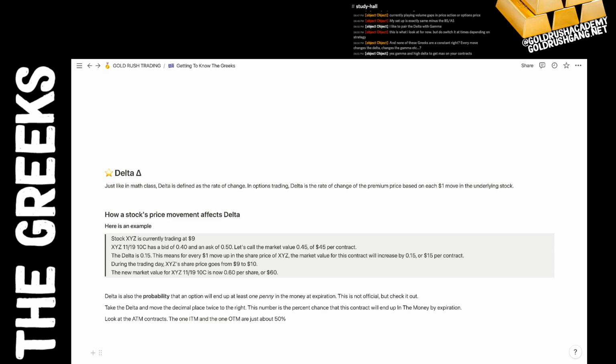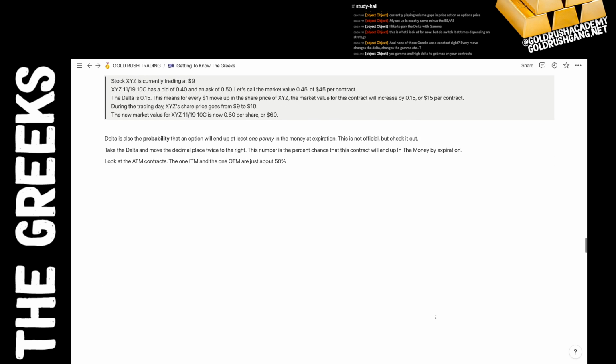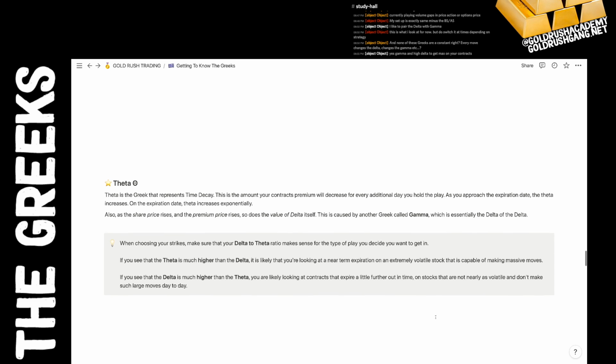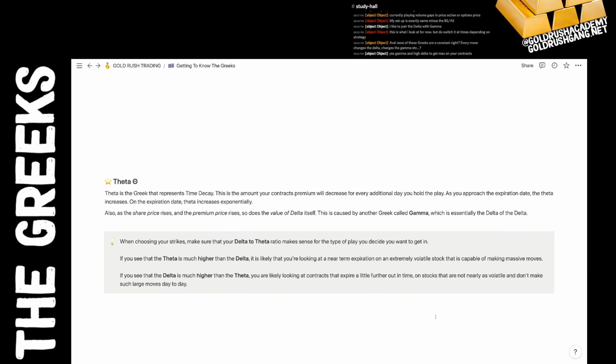Take the delta, move the decimal place twice to the right, or multiply by 100, whatever. This number is the percent chance that the contract will end up in the money by expiration. Very simple. Yes, gamma and high delta to get max on your contracts. We're going to talk about that towards the end of the lesson. I got a little treat for you guys. Not necessarily a treat, but more of a mental exercise.